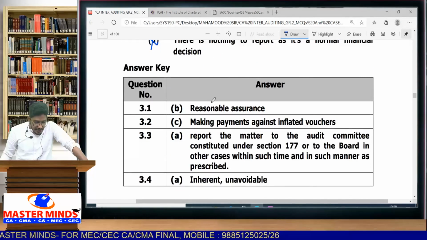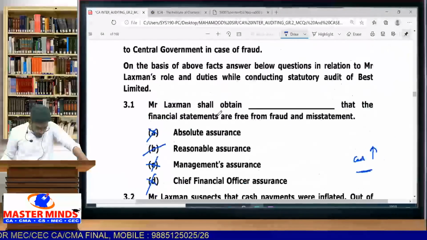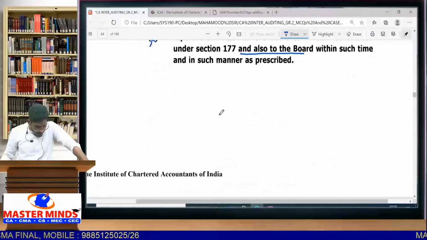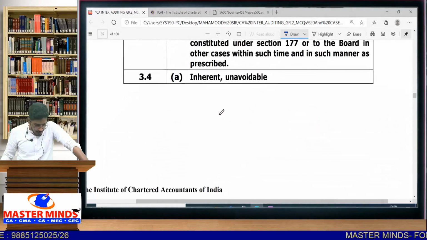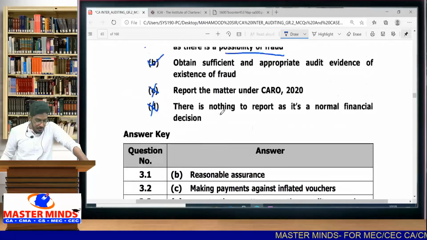Okay. So let us see the answers. B, C, A. Let us see. Yes, 3.1 B, 3.2 C, 3.3 A. Good. A and B. Let us see them. A and B. Good. So these options are also correct.